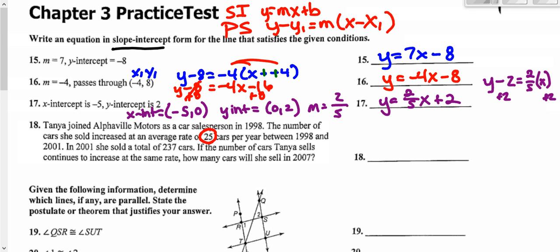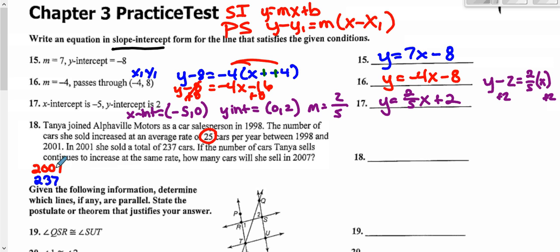Very important. It says in 2001, she sold a total of 237 cars. If the number of cars Tanya sells continues to increase at the same rate, how many cars will she sell in 2007? So here we have, in 2001, our first year that's mentioned is 237. So then each year it's going to increase by 25 cars.